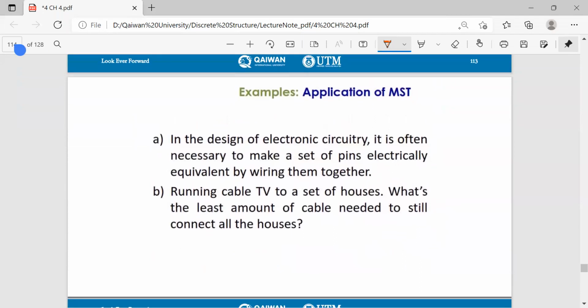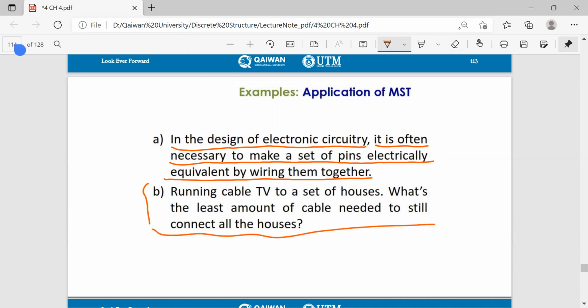Here we have 2 more examples about the minimum spanning tree. The minimum spanning tree is used in these 2 examples also. In the design of electronic circuitry, it's often necessary to make a set of pins electrically equivalent by wiring them together. Here, we can use the minimum spanning tree for the above one, and for the below one also. For example B, we can use it.